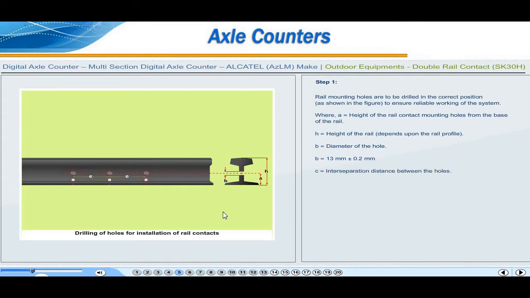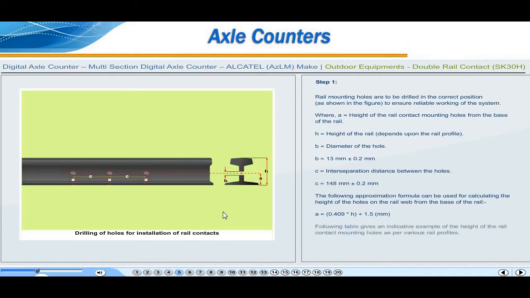C is equal to inter-separation distance between the holes. C is equal to 148 millimeters plus or minus 0.2 millimeters. The following approximation formula can be used for calculating the height of the holes on the rail web from the base of the rail. A is equal to 0.409 into H plus 1.5 in millimeters.